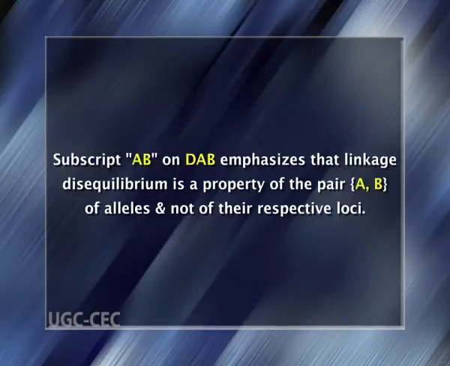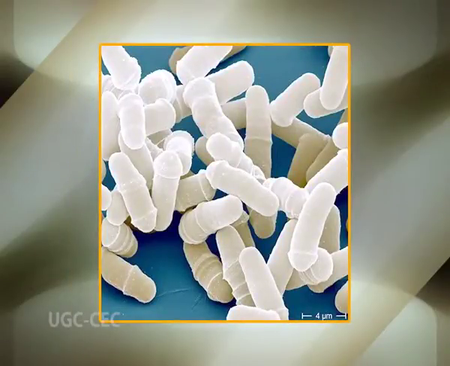The subscript AB on Dab emphasizes that linkage disequilibrium is a property of the pair A and B of alleles and not of their respective loci. Other pairs of alleles at those same two loci may have different coefficients of linkage disequilibrium. Linkage disequilibrium in asexual populations can be defined in a similar way in terms of population allele frequencies. Furthermore, it is also possible to define linkage disequilibrium among 3 or more alleles. However, these higher order associations are not commonly used in practice.